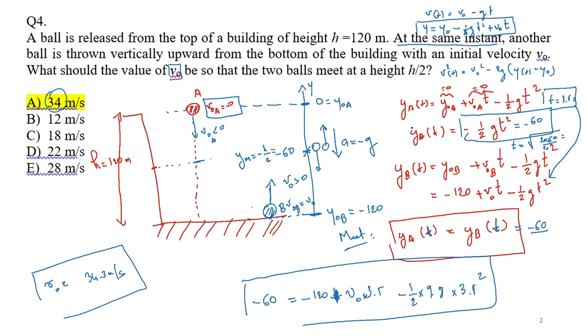So here what I did is I just write the equation for A, and I say that YA should be equal to minus 60. I get the relevant time. And at the same time, I should say that YB is equal to minus 60 also, and the only unknown is V naught.